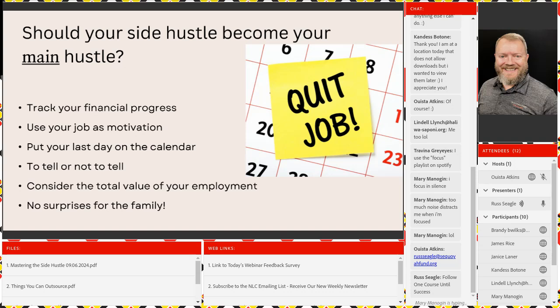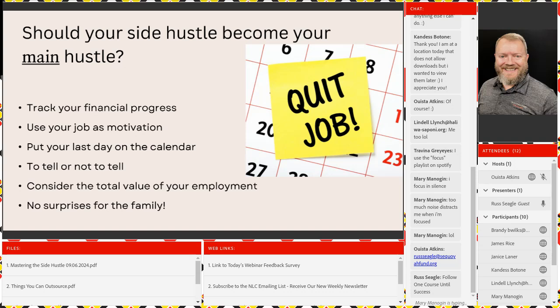So track your financial progress. Again, if you have goals in what you want to do in this side hustle, it's so much easier to track. Use your job as your motivation. Your job can motivate you to be a better side hustler, not because you hate your job, but because your side hustle is feeding you. It's feeding you intellectually, emotionally.